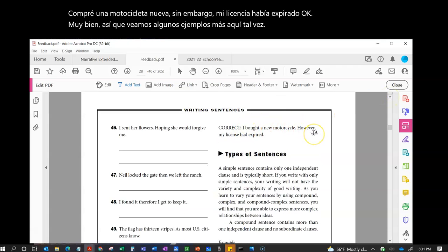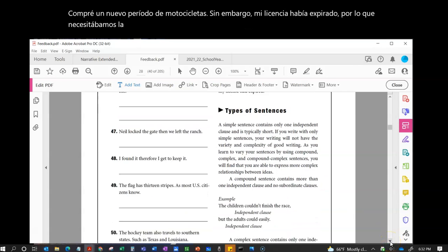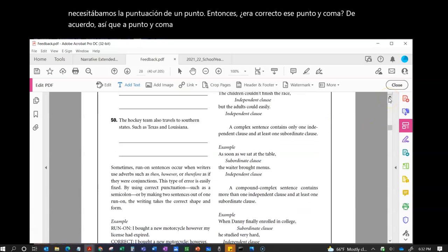I bought a new motorcycle, period. However, my license had expired. So we needed the punctuation of a period. So was that semicolon correct? Okay, so the semicolon or the period. So I take that back.